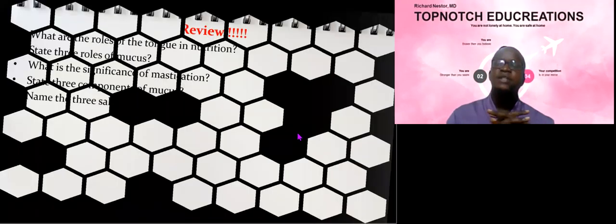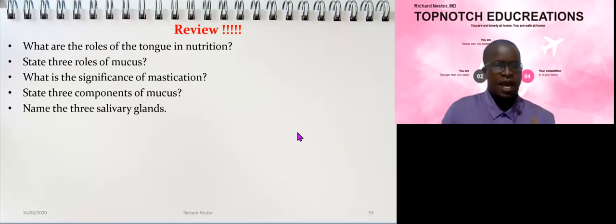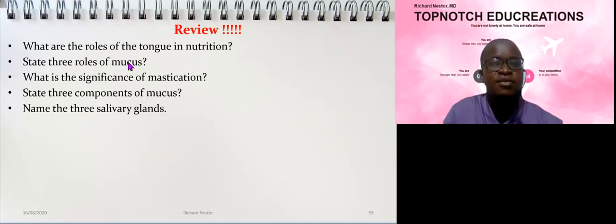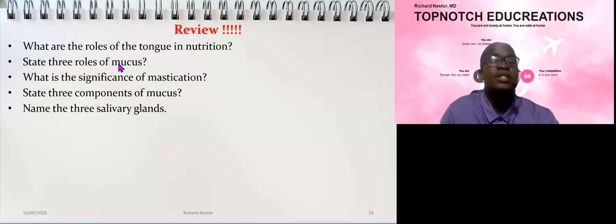So students, as you come to the end of digestion in the mouth, what are the important review questions you need to ask yourself? Am I able to define what digestion is? Am I able to describe the two aspects of digestion, physical digestion and chemical digestion? Am I able to state the three roles of saliva? Take note of that one, saliva, not mucus. Am I able to know the significance of mastication? What is mastication and what is its significance?